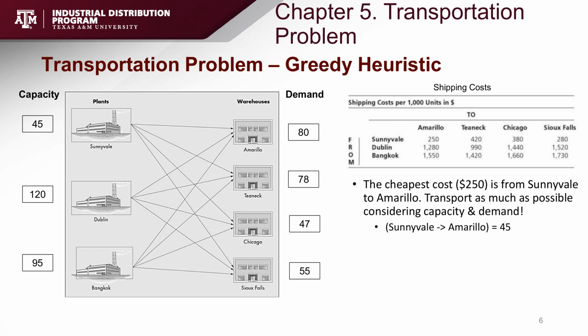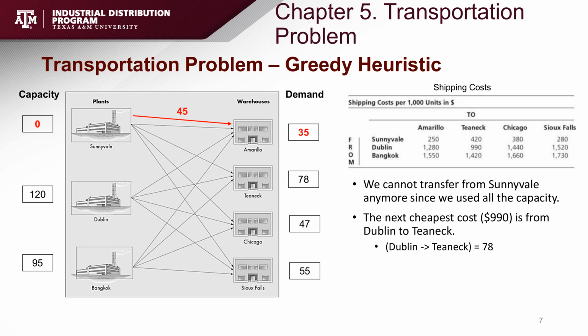In this example, the single cheapest cell is between Sunnyvale and Amarillo at $250. The rule says ship as much as you possibly can down that route, basically limited by two things: the plant's capacity and the warehouse's demand. Sunnyvale has 45 available, Amarillo needs 80, so we ship the smaller of the two, 45. That empties Sunnyvale completely and knocks Amarillo's remaining demand from 80 down to 35. One route, locked in. Now Sunnyvale's tapped out, capacity 0, and it drops out of the running.